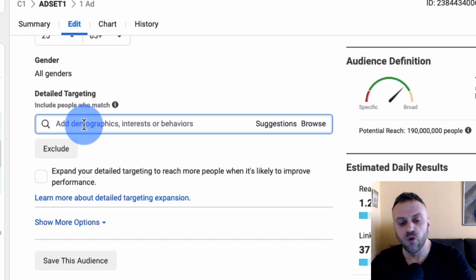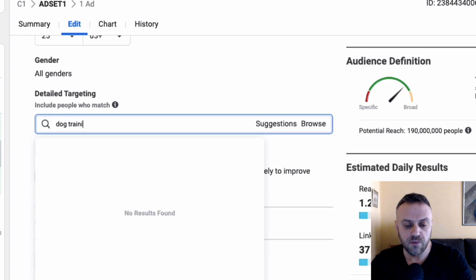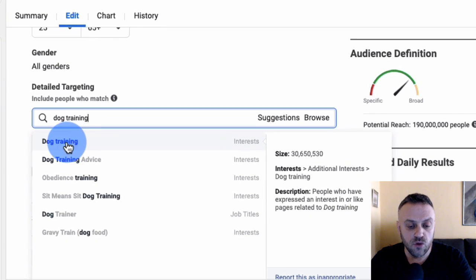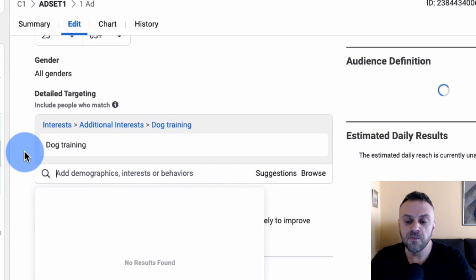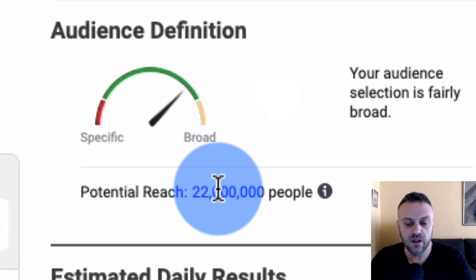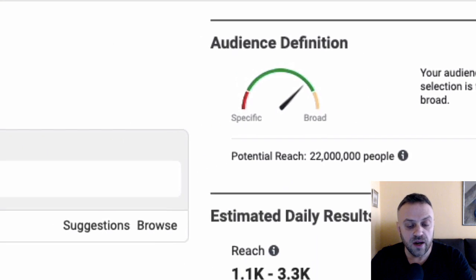And for this offer, fortunately, we can target dog training because I've done this before for a different offer. And so I know it has that. So we have dog training and dog training advice. Dog training has a 30 million size interest, okay? So if we pick this interest, we should have a big enough ad set, and we have potential reach 22 million people. That's a lot, right? That's a lot.